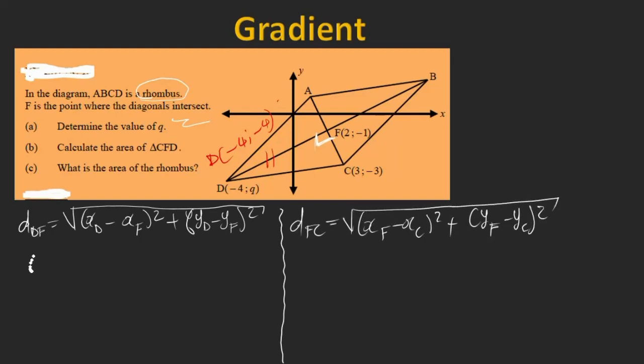Right? Now, substitution. Before substitution, what do you do? You write down the coordinates. Coordinates for d are -4 and -4. Coordinates for f are 2 and -1. Coordinates for c are 3 and -3. Right there.